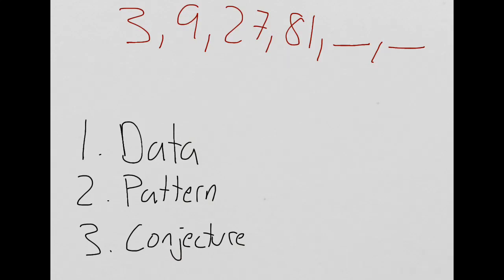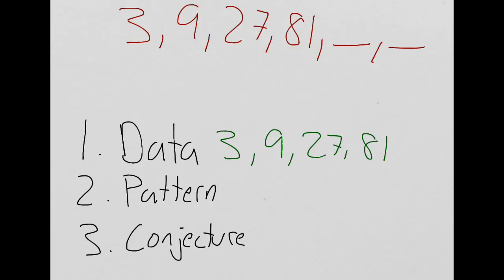Okay, so now that you've worked on it on your own, let's go ahead and look at this together. So our first step, the data that we are given, is actually these four numbers here. So for our data, we're going to have the numbers 3, 9, 27, and 81.